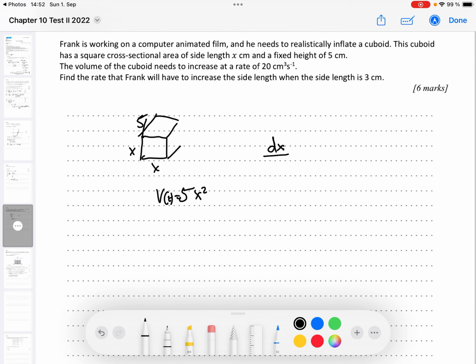So we have dx over dt is equal to dV over dt times dx over dV, using the chain rule. So here we know that dV over dt is 20. So dx over dt is equal to 20 times dx over dV.